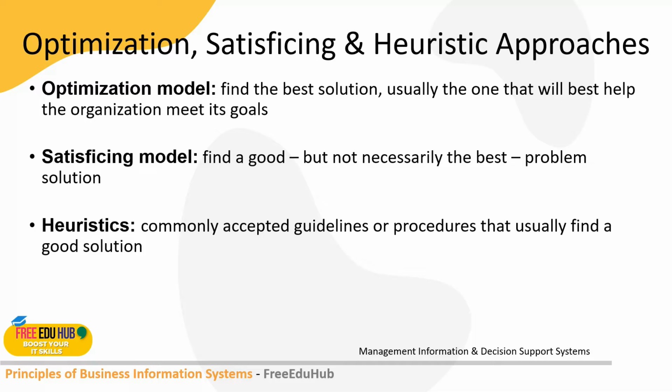Now, heuristics are commonly accepted guidelines or procedures that usually find a good solution. Just to give you an example, a heuristic is, for example, order 4 months of supply of a particular item when the inventory level drops to 20 units or less. Although this heuristic might not minimize the total inventory cost, it can serve as a good rule of thumb to avoid running out of stock without maintaining excess inventory.